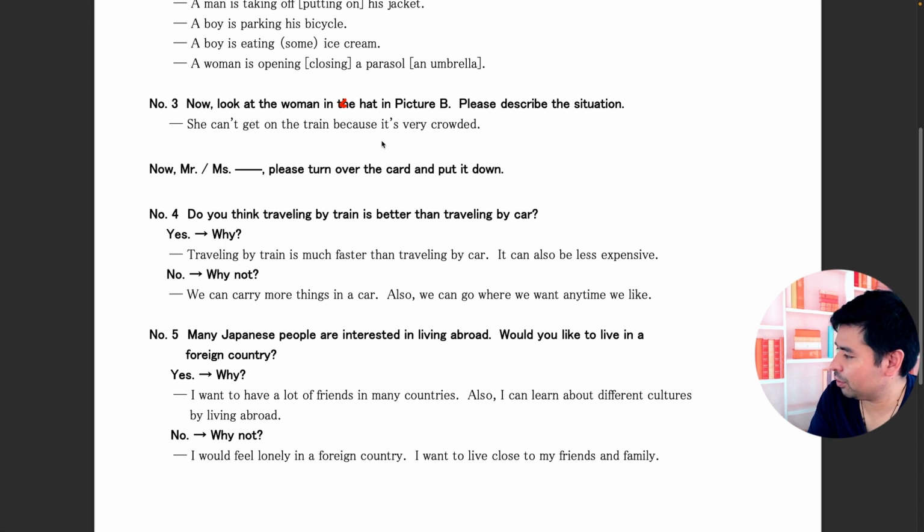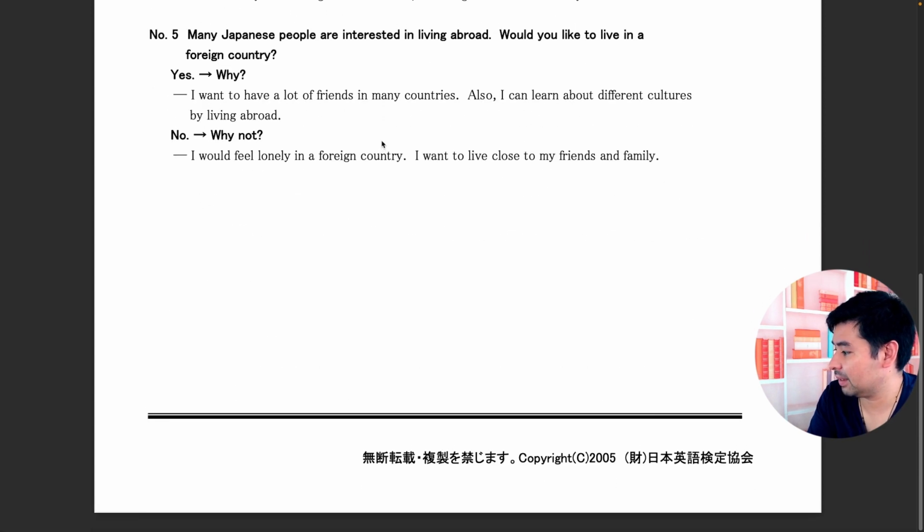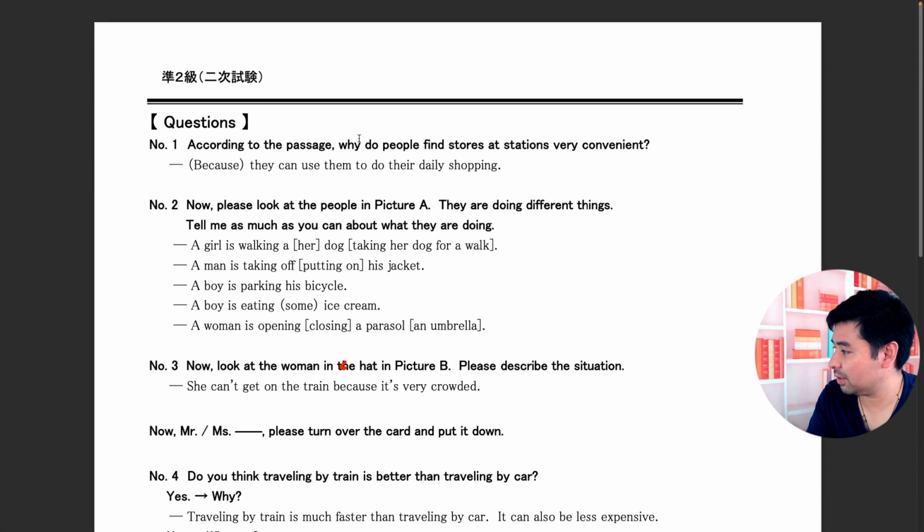Do you think traveling by train is better than traveling by car? Yes or no, and why? And many Japanese people are interested in living abroad. So would you like to live in a foreign country? Yes or no, and why? Okay, and that basically is the end of the entire test. Just some sample here.